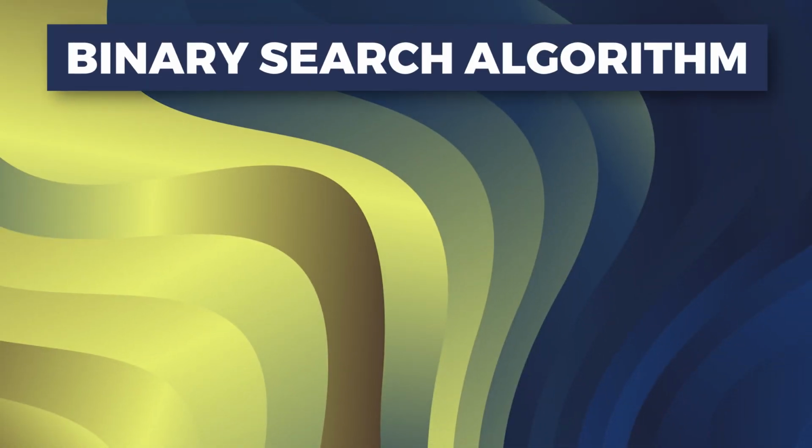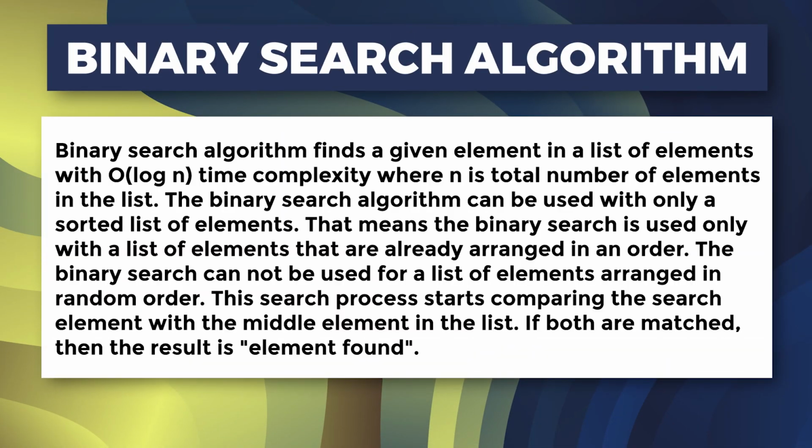The binary search algorithm finds a given element in a list of elements with O(log n) time complexity, where n is the total number of elements in the list. The binary search algorithm can be used with only a sorted list of elements. That means binary search is used only with a list of elements that are already arranged in an order. The binary search cannot be used for a list of elements arranged in random order.